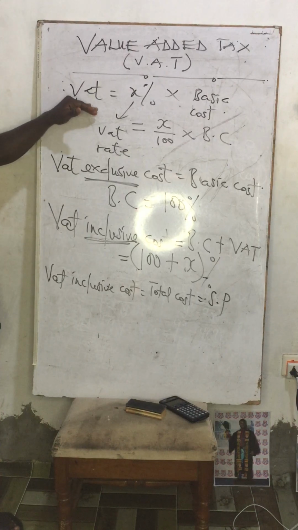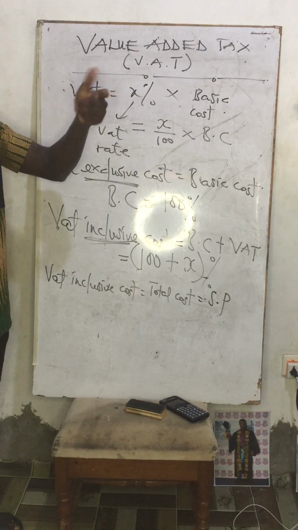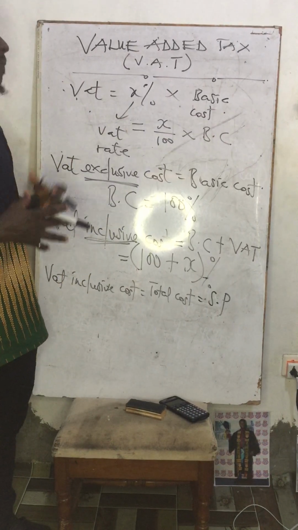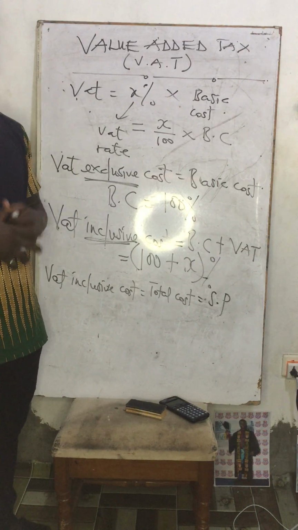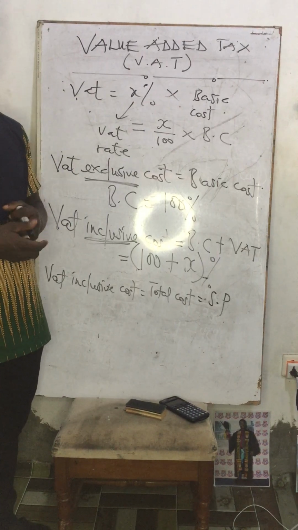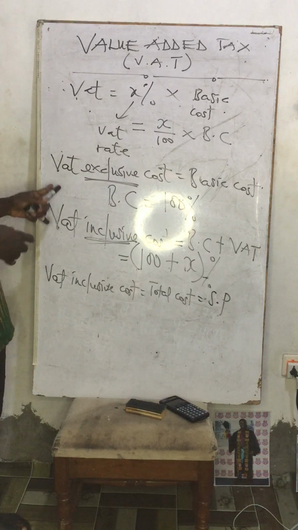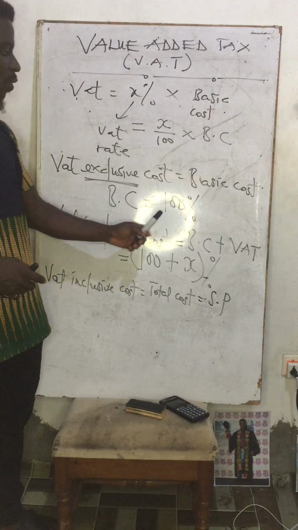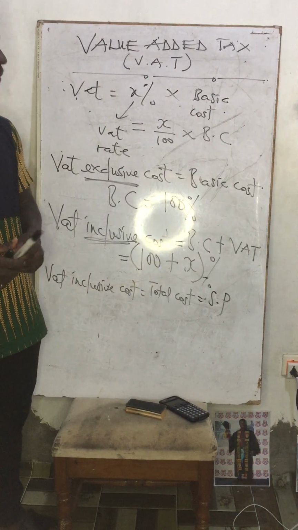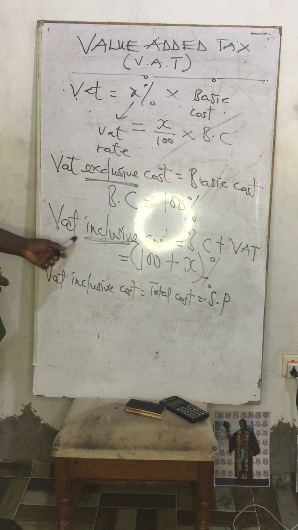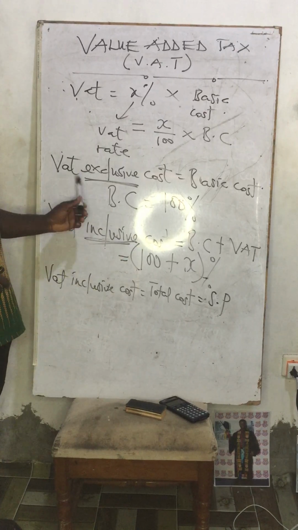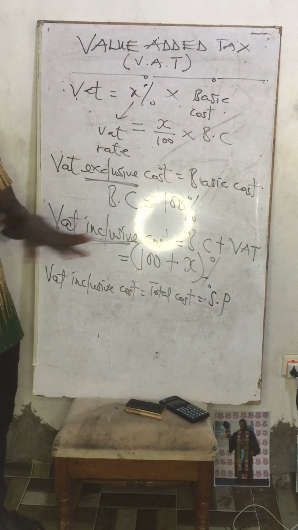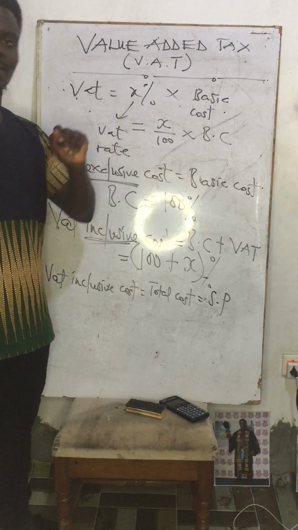So if you want to calculate VAT, you take the VAT rate and multiply it by the basic cost. The basic cost is the original amount, the original price of the item. Now the VAT inclusive cost is equal to the basic cost, and the basic cost is equivalent to 100%. Don't forget that VAT exclusive cost is without VAT, which means there is no VAT inside, so it's the same thing as the basic cost.